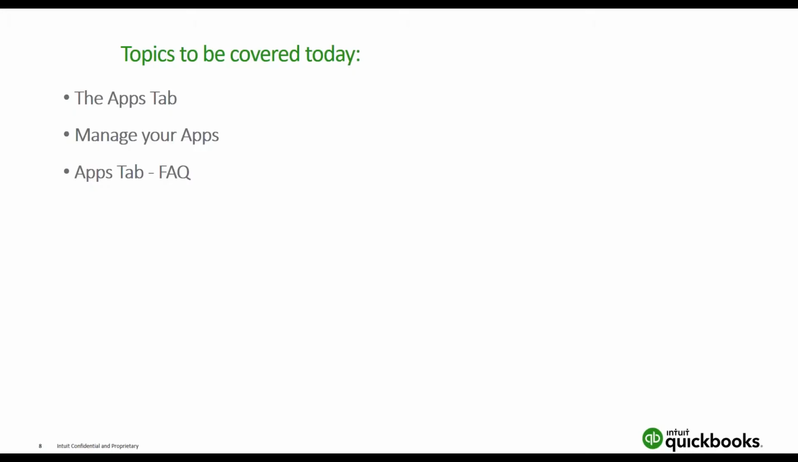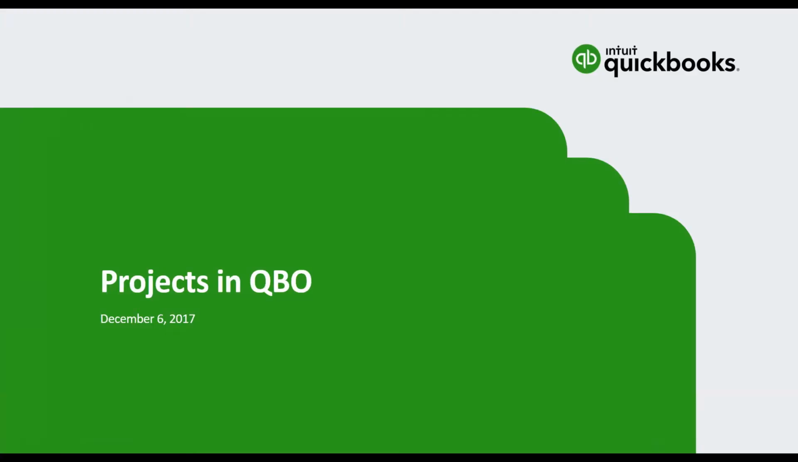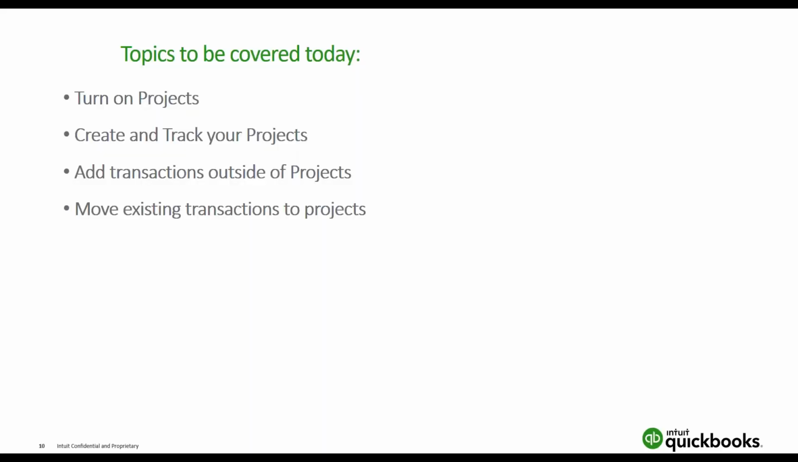In the Apps tab, it's a little smaller. We'll show you the Apps tab, how to manage your apps, and then just refer to a page for frequently asked questions on your apps as well. Then we're going to go through projects. So projects in QBO, the project tab or the project center, that's pretty new to QuickBooks as well. We'll show you how to turn on projects, how to create and track your projects, add transactions outside of projects, and move existing transactions to projects.